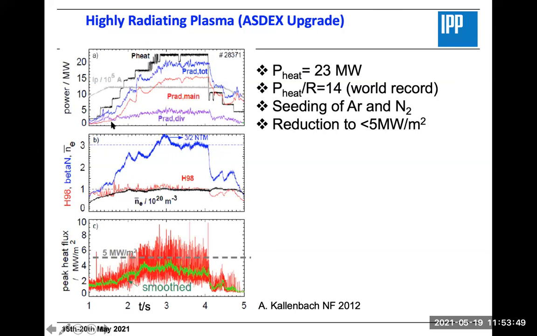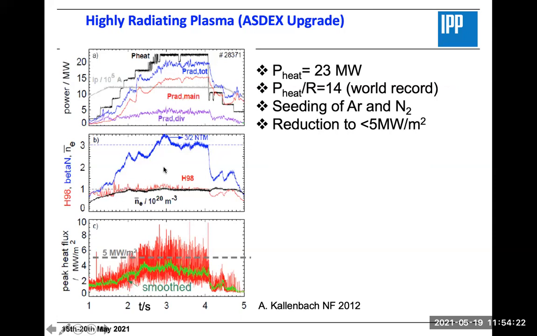And then one can also look at the radiation. You can see the radiation in the divertor increases. The radiation in the main chamber, so above the X point, increases even more strongly than the radiation in the divertor. And the total radiation is nearly as high as the total heating power, but you can see you can reach a very high fraction of radiation. In this case, about 80% of the heating power was radiated by impurities.